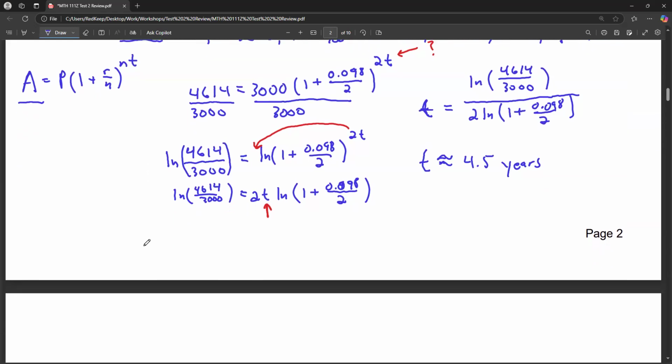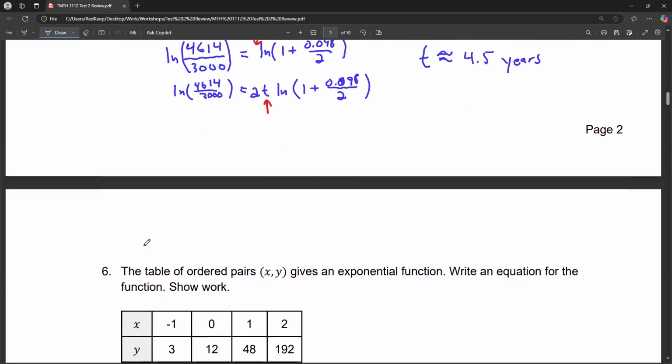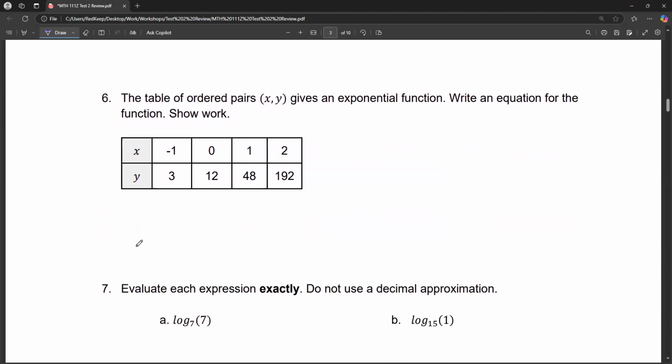Okay, so let's move on to question 6. Question 6 is talking about a table of ordered pairs that represents an exponential function. And they're telling us to write an equation for the function and to show our work.